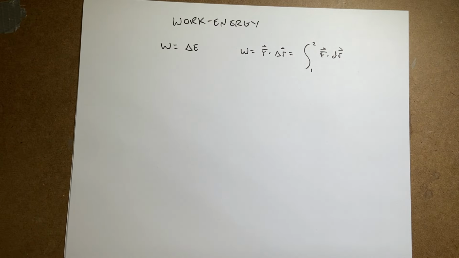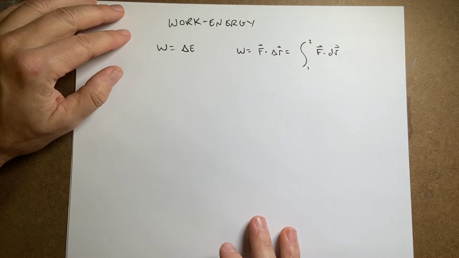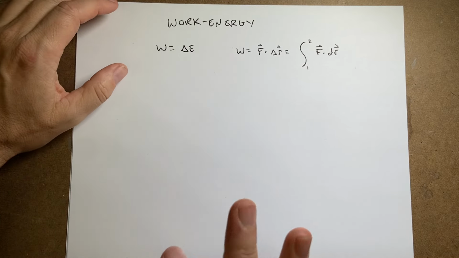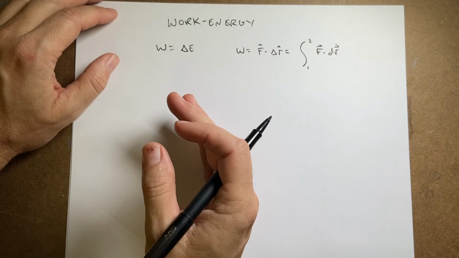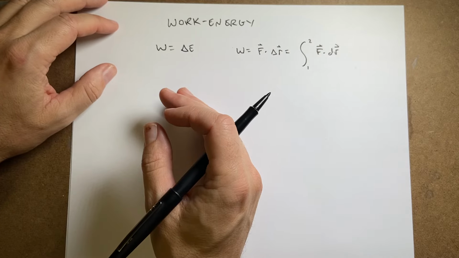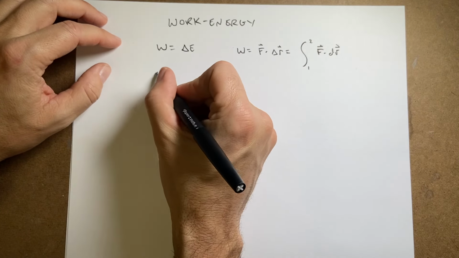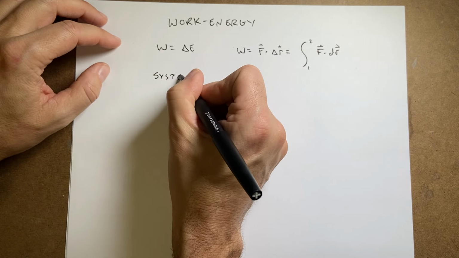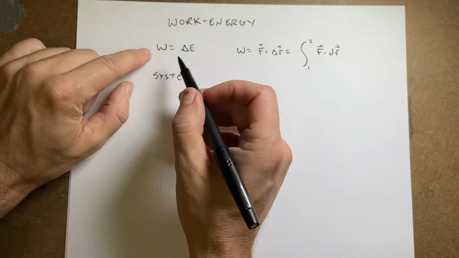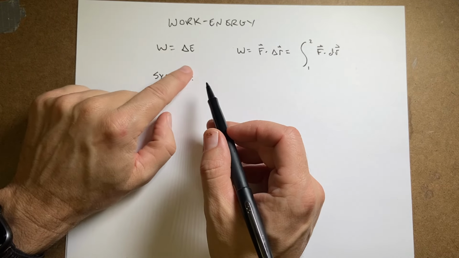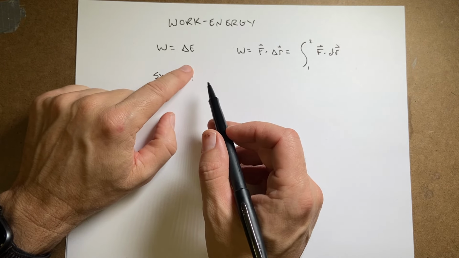One of the most important things when you do a work energy problem is, one, decide to do work energy, because you don't care about the change in time. You only care about the change in position. The next thing you need to do is say, what is my system? Because once you pick a system, we can look at work done on the system and changes in energy for the system. And that is important.